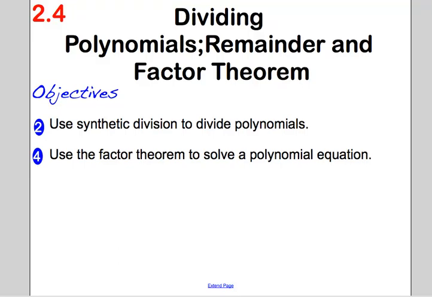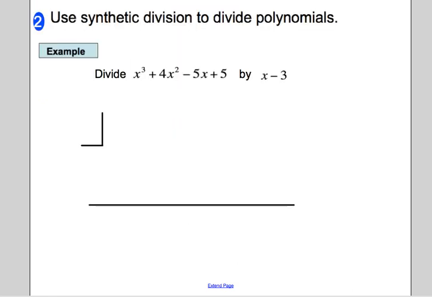This is the video for section 2.4, and today we're going to be talking about dividing polynomials. Now we're going to use what we call synthetic division to divide polynomials. The great thing about synthetic division is it's going to eventually help us get the roots or the solutions of a polynomial without having to factor.